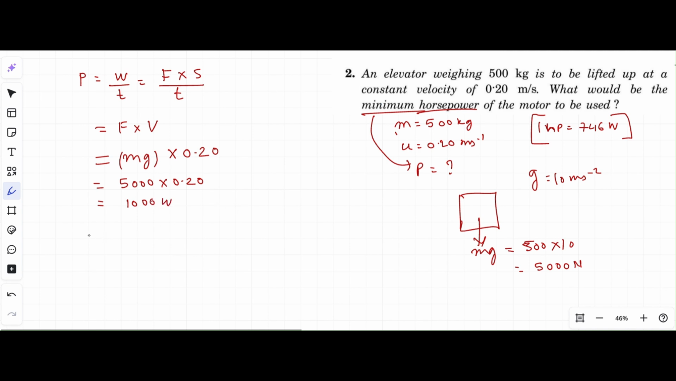Now we know that 1 horsepower is equal to 746 watt. So 1 watt is equal to 1 by 746 horsepower. So this becomes 1000 by 746, which is equal to 1.3 horsepower, approximately 1.3 horsepower.